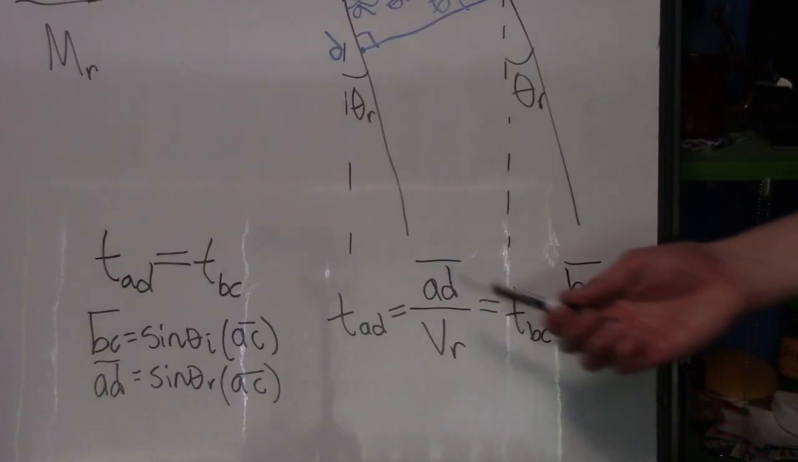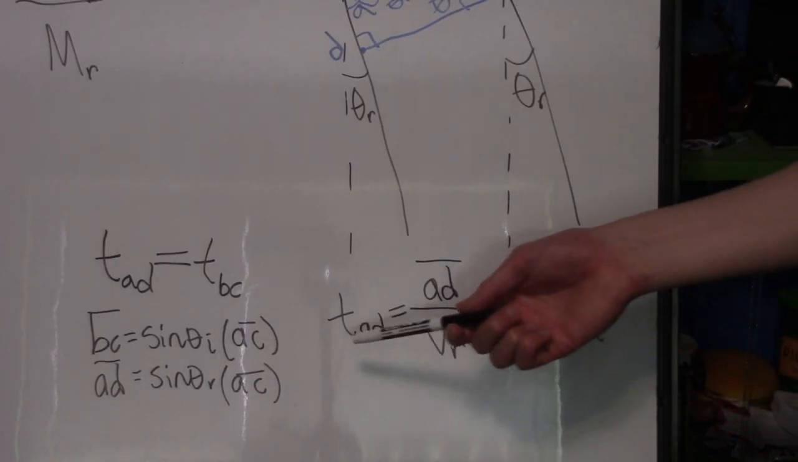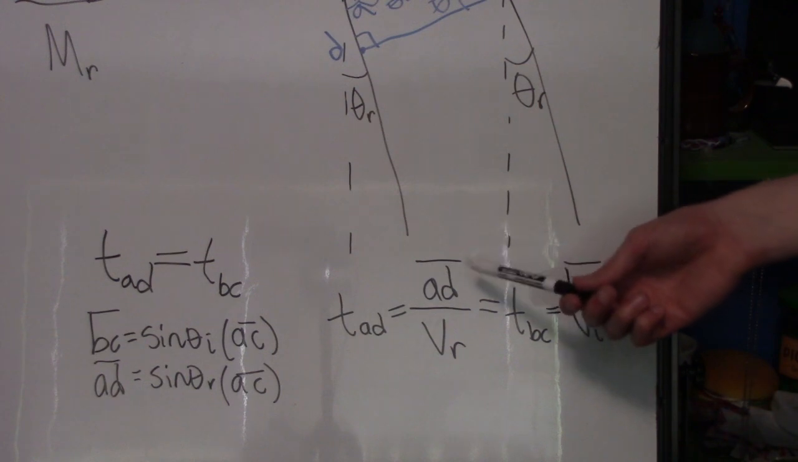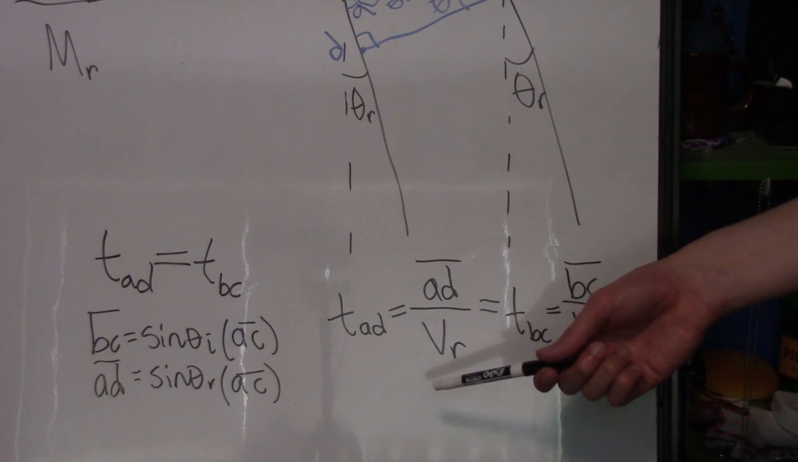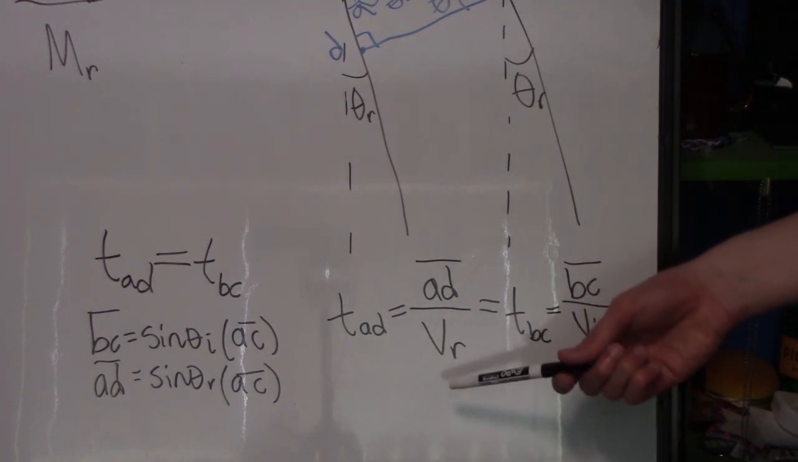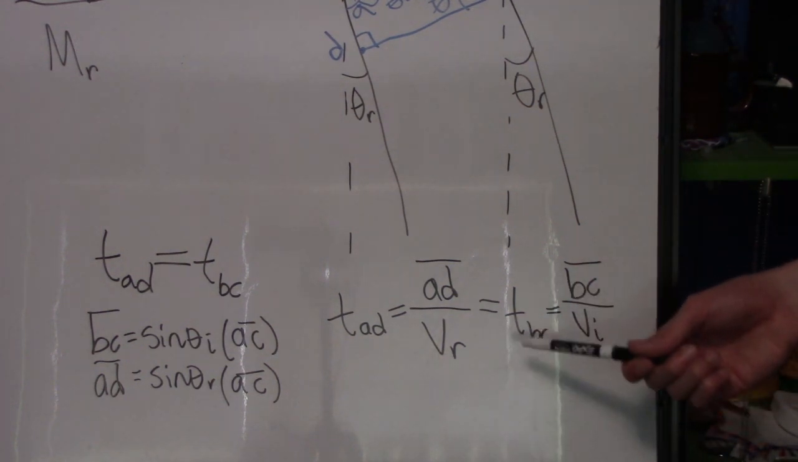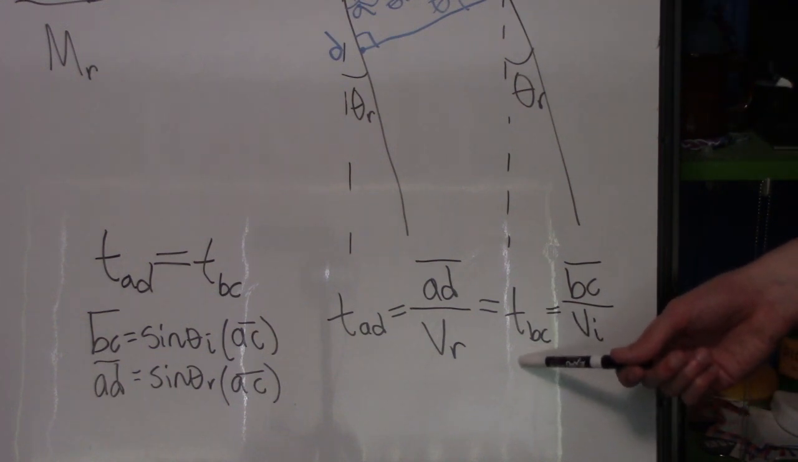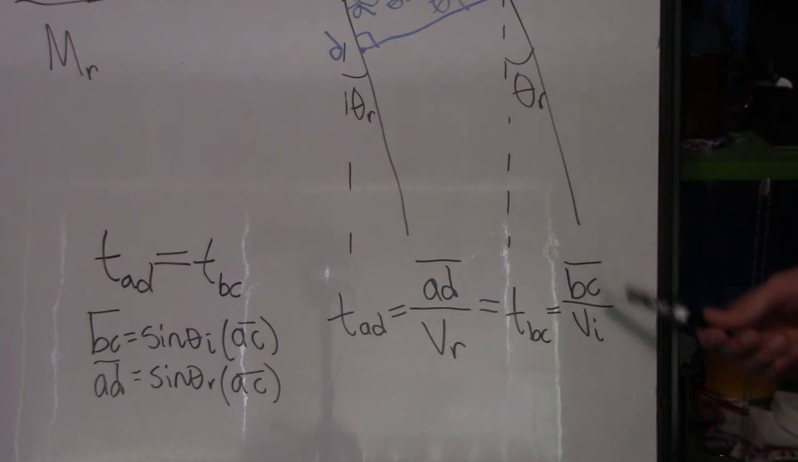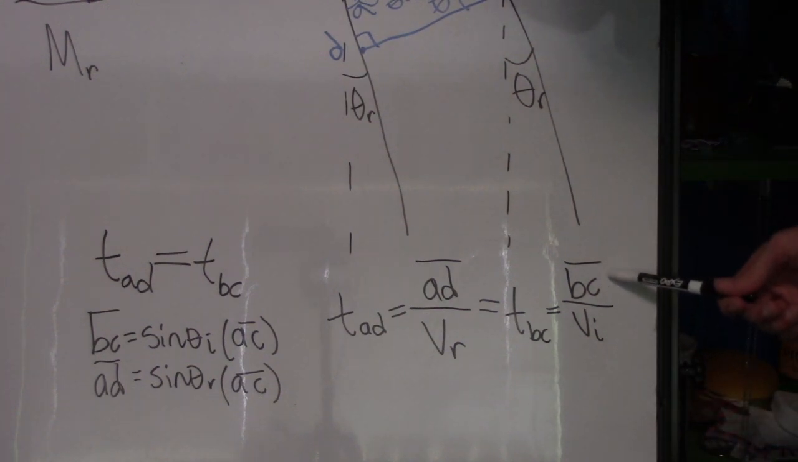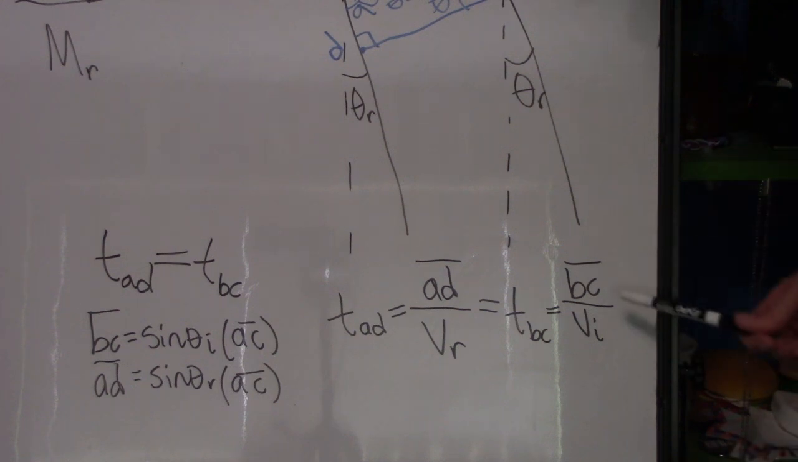get AD. I've now expressed the time it takes to get from point A to point D as the distance between points A and D divided by the phase velocity in the refracted medium, because that's the medium through which you travel to get from point A to point D. And then similarly, I have the time it takes to get from point B to point C given by the distance between the two points divided by the phase velocity in the incident medium, which is symbolized by V sub I, and also that's the medium through which you travel to get from point B to point C.